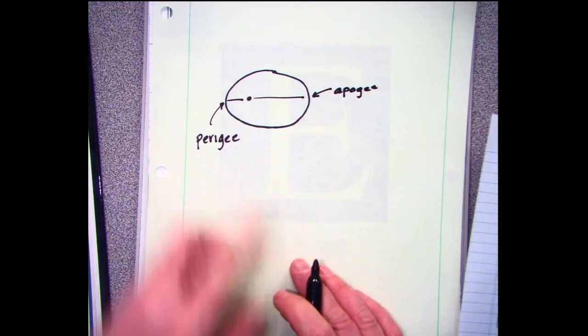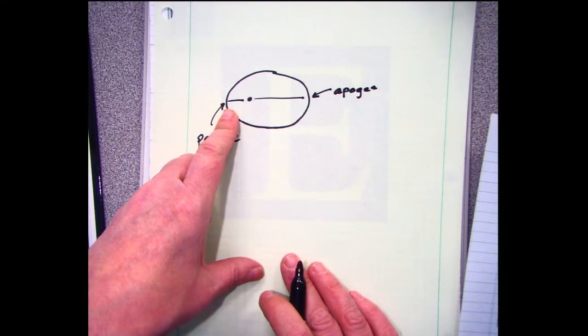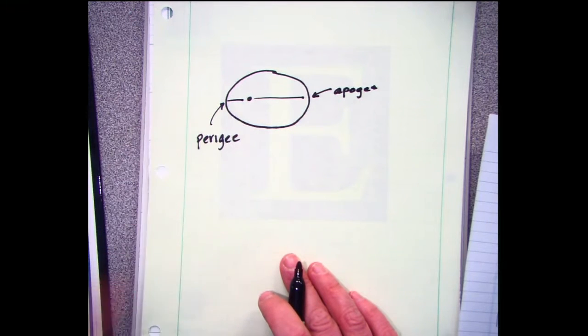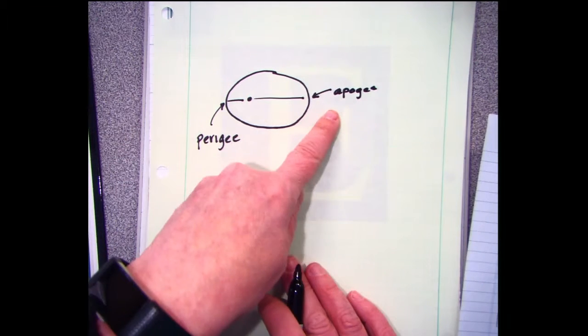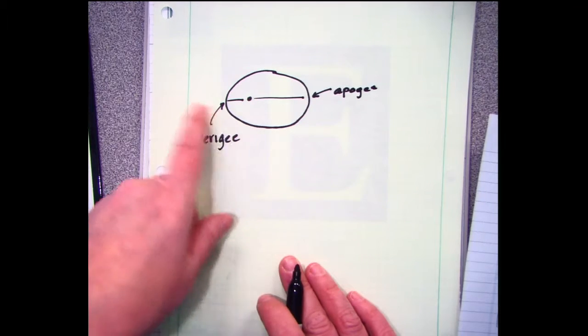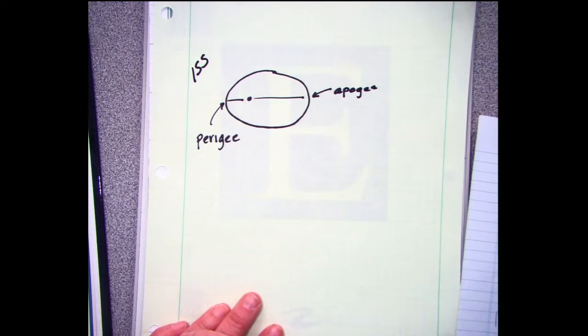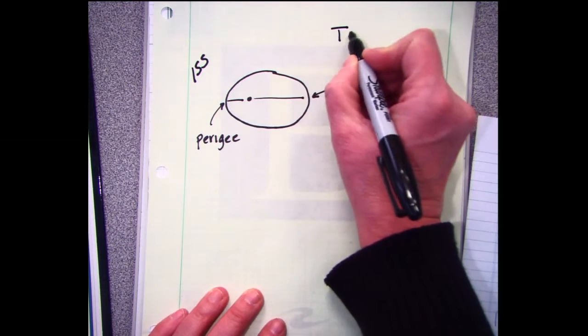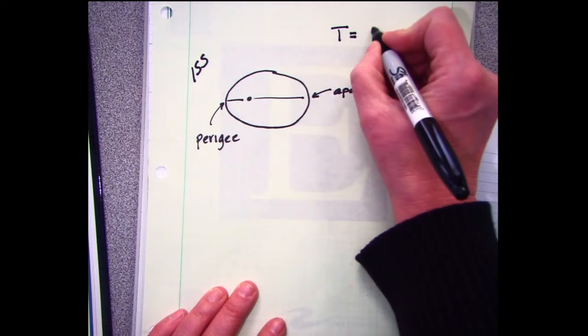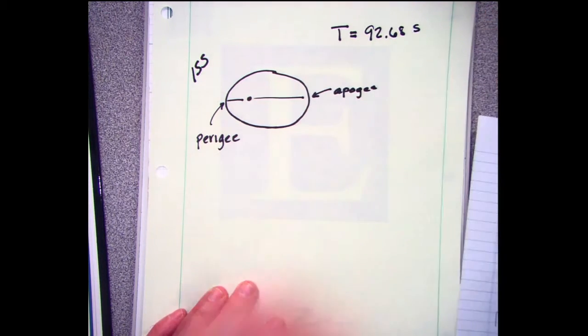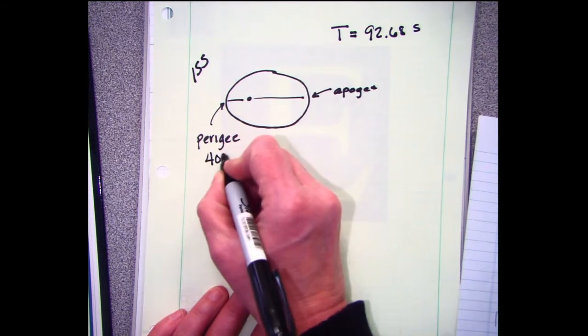If I want to do something fun and look at the International Space Station, the ISS, because it's been in the news lately, the period of the orbit is 92.68 seconds. So the International Space Station orbits the Earth every 92.68 seconds. At perigee, it is approximately 403 kilometers away, and at apogee, it is at 408 kilometers away. And so we do have perigee and apogee.